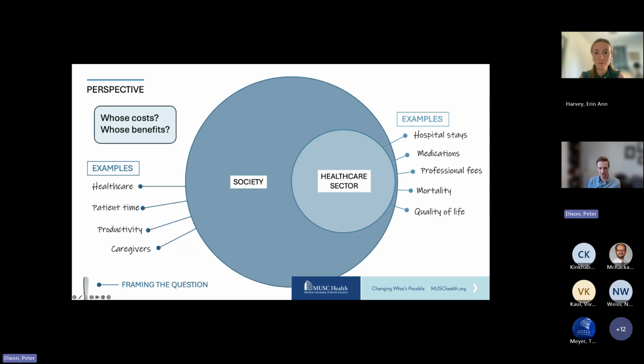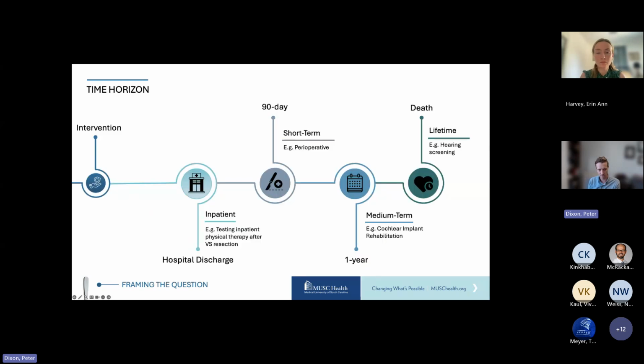But I'll say most oftentimes it's the healthcare sector we're talking about. And then the second question, when we frame what we're talking about, is the time horizon. So how long are we considering the impact of the decisions that we're making? Again, oftentimes, especially in otology, we're focused on the lifetime of the patient. We're talking about decisions that are going to have an impact for the remaining time that that person's alive.